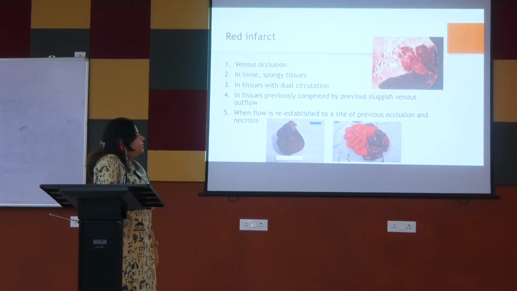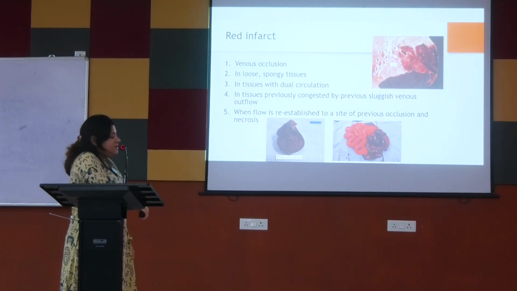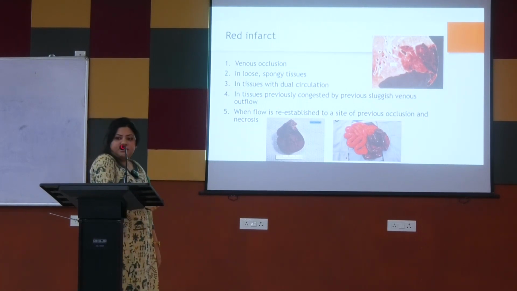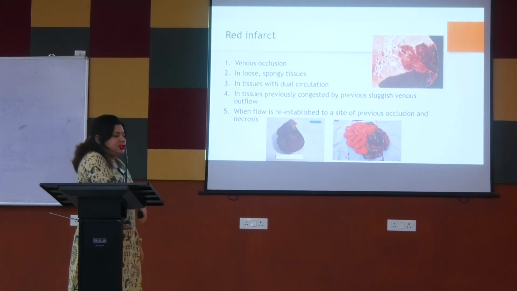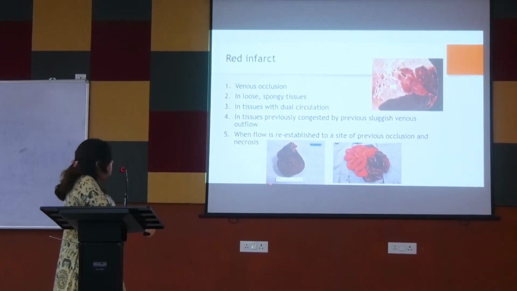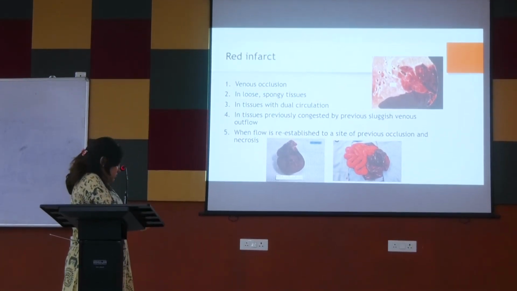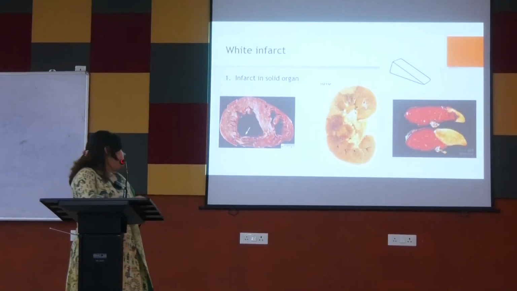This is an example of an infarct in the lung. It's red infarct. Intestines, dual blood supply, red infarct, and this is a testis. I already told you venous congestion occurs in the testis because of torsion, red infarct. Next, white infarct.